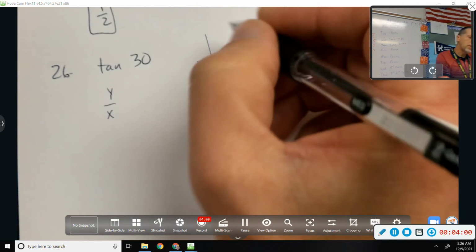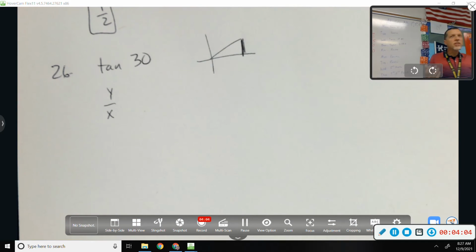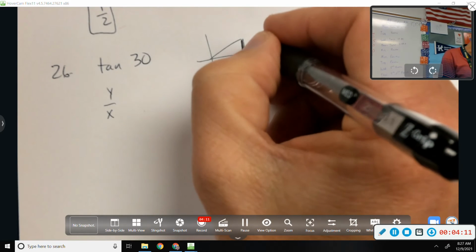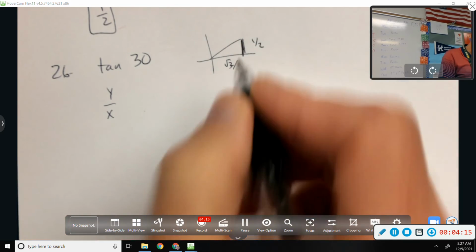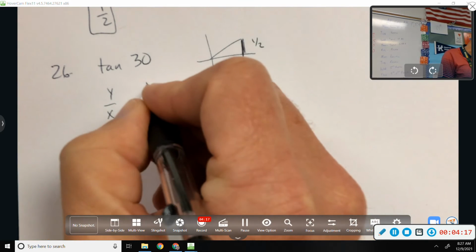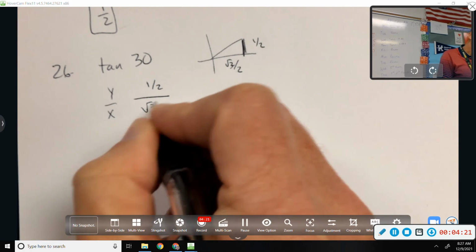So I look at my picture. Y is the short side. And my picture doesn't have to be perfect, but it needs to be right in terms of shallow, middle, or steep, because then I'll know what sides are short sides and what sides are long sides. So the y-coordinate is the short side, that's 1/2. The x-coordinate is the long side, that's root 3 over 2.